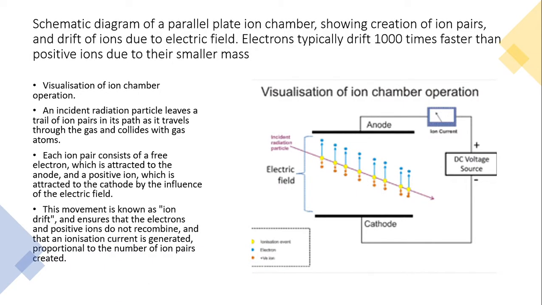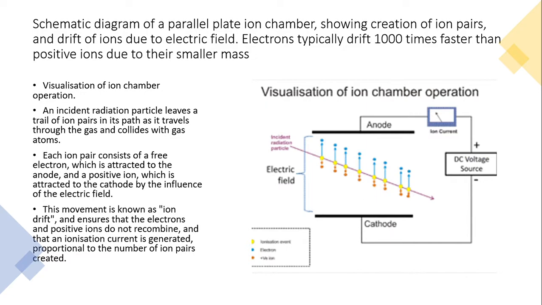Schematic diagram of a parallel plate ion chamber showing generation of ion pairs and drift of ions due to the electric field. Electrons typically drift 1000 times faster than positive ions due to their smaller mass. Visualization of ion chamber operation.